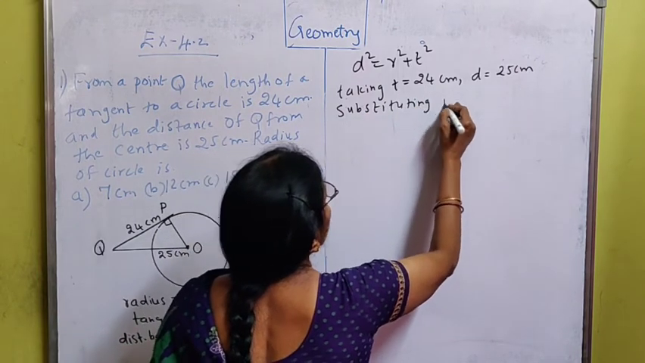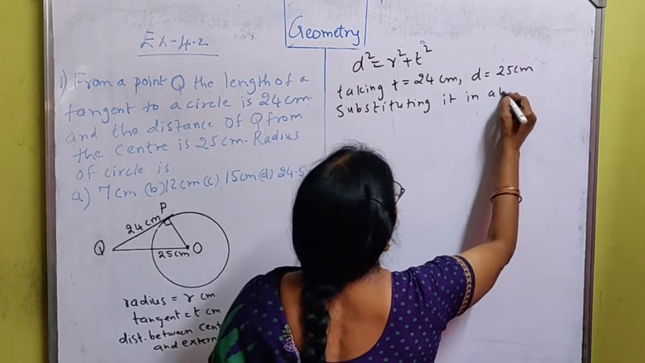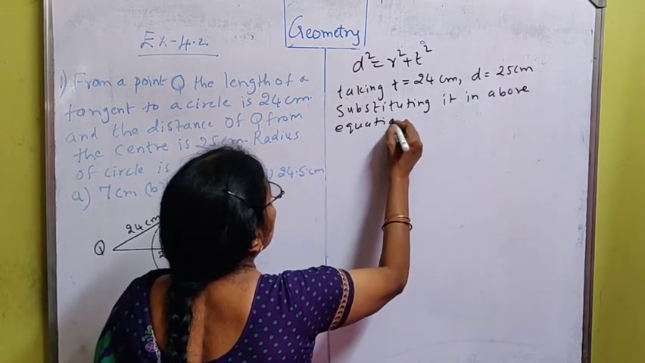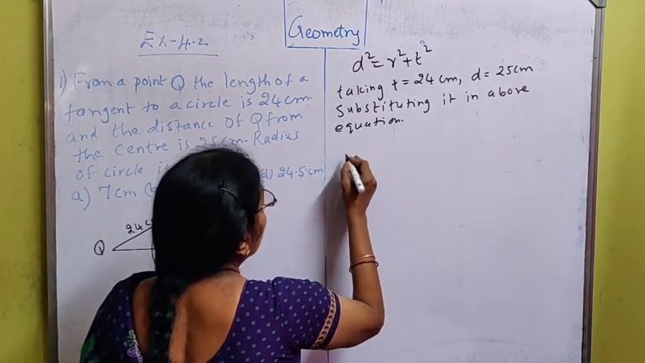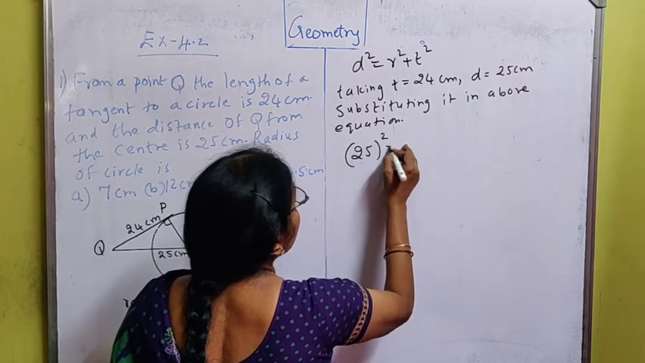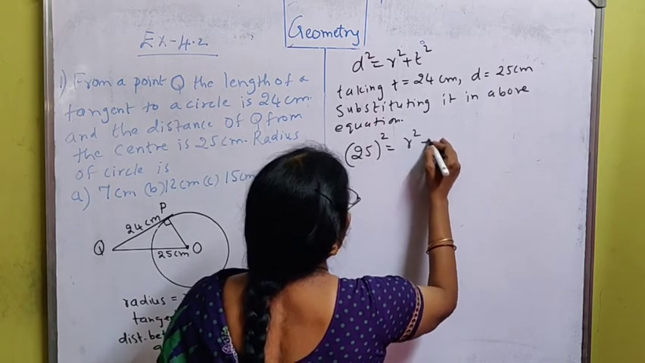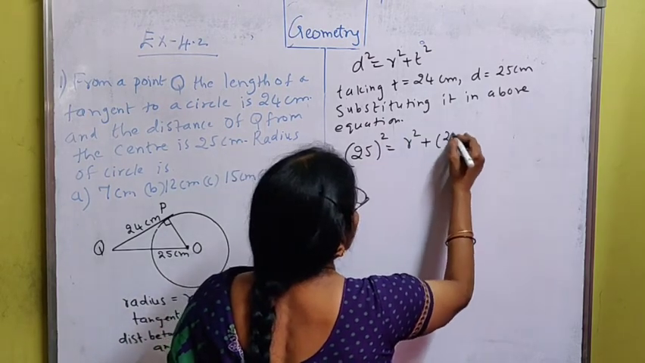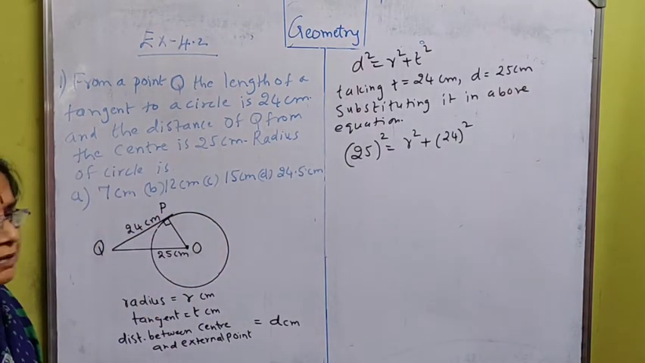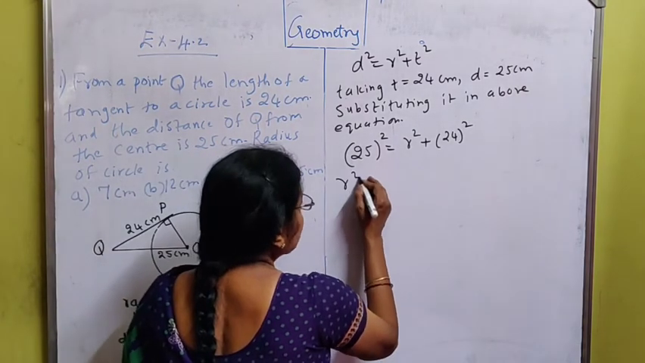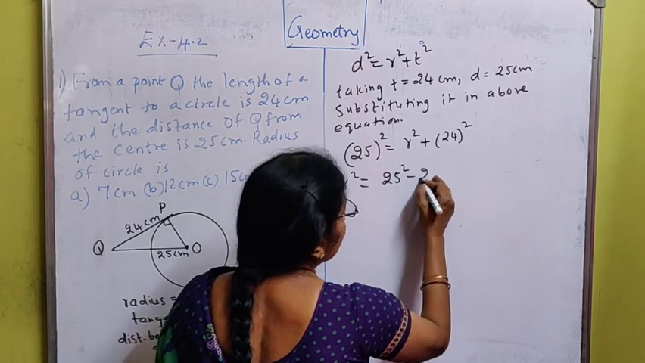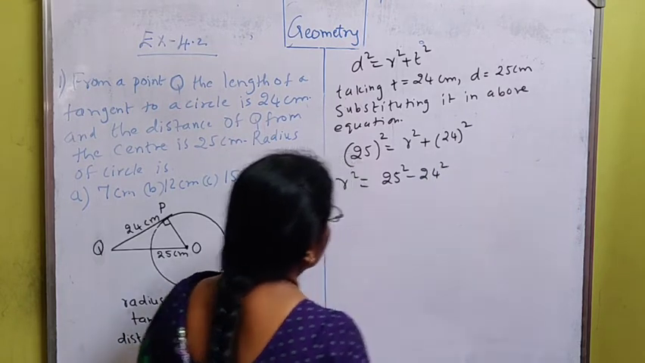substituting it in the above equation, what shall you get? d square, that is 25 the whole square, is equal to r square, which we have to find out, plus t square, 24 the whole square. So what will r square be equal to? r square is equal to 25 square minus 24 square.